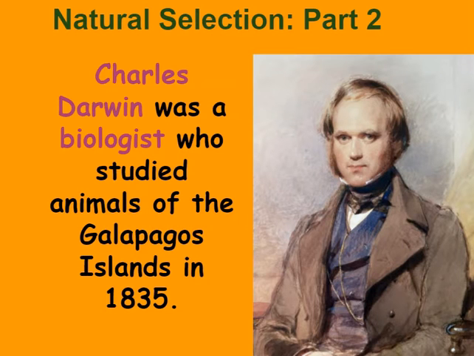Right, now we have the part two set of notes on natural selection. And this first picture is a portrait actually of Charles Darwin when he was fairly young. It says he was a biologist, a naturalist, very curious about nature, and he studied the animals of the Galapagos Islands in 1835. That's when he arrived at those islands. But he studied a lot of different animals in a lot of different parts of the world on his voyage on that ship called the Beagle.